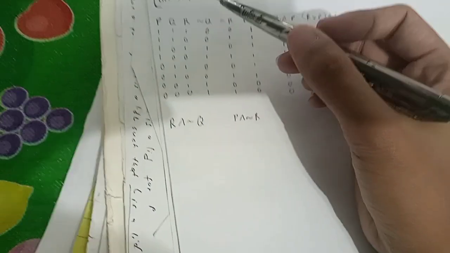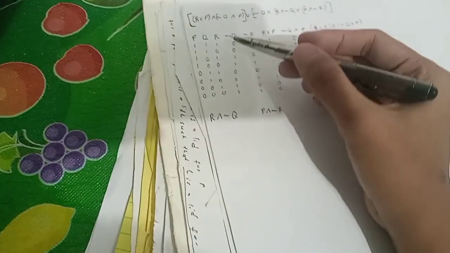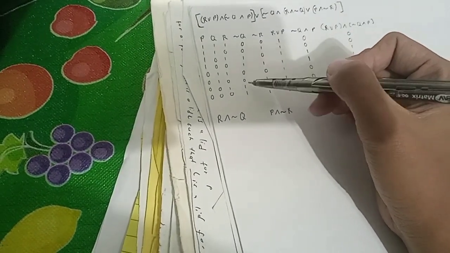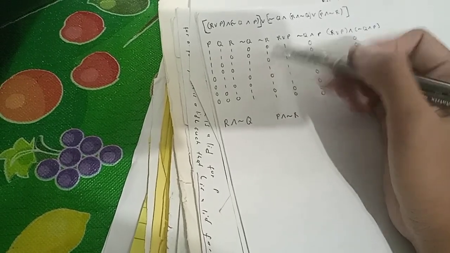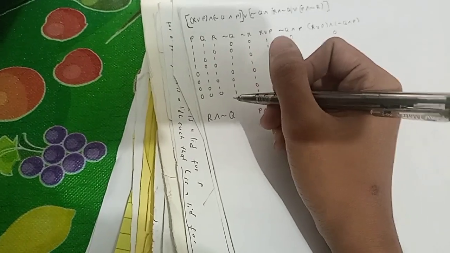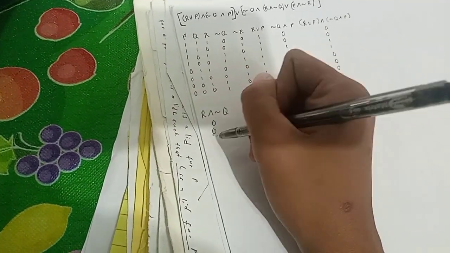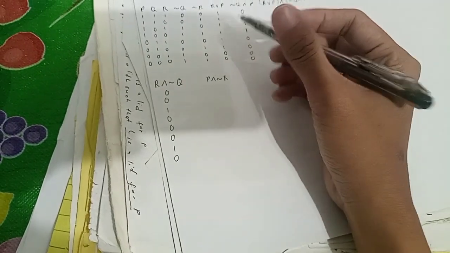The R and negation of Q is here. We should both have 1 to have a 1. So that criteria only meets these two, the third and the second to the last. So it will be written like this: 0, 0, 1, 0, 0, 0, 1, 0. So the next one is P and negation of R.